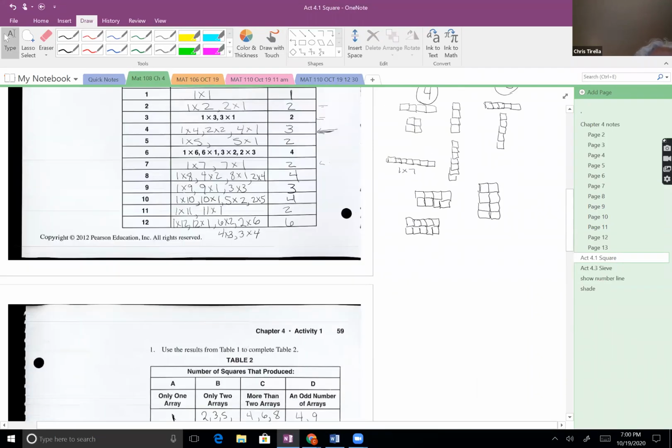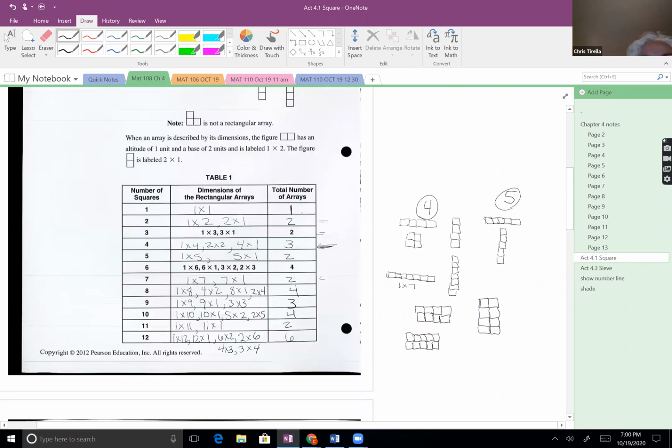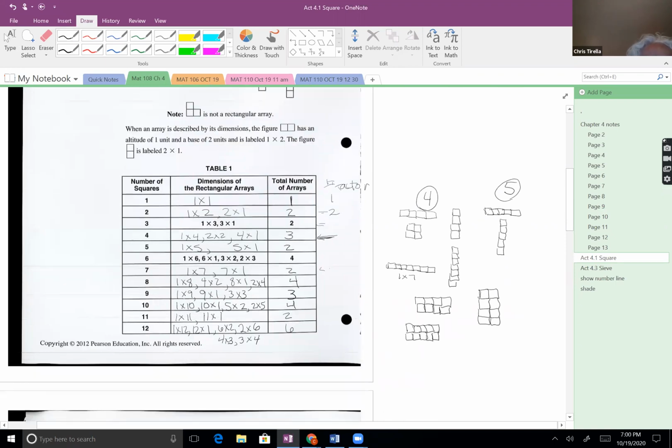Let's go back here. Isn't there only one factor of 1? And there was only one rectangle. How many factors does 2 have? Just 1 and 2, and there are 2 rectangles. And do you notice that the number of rectangles is equal to the number of factors that we have?